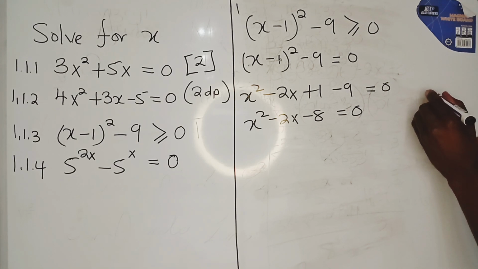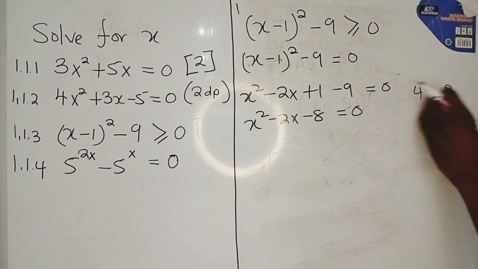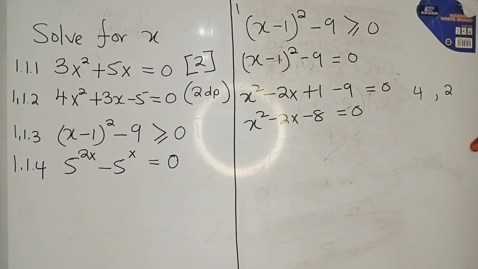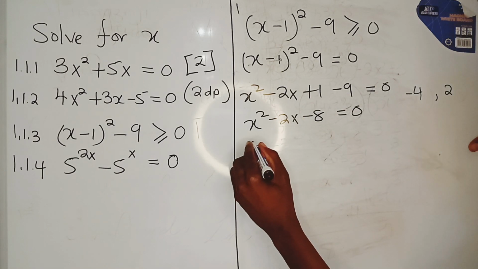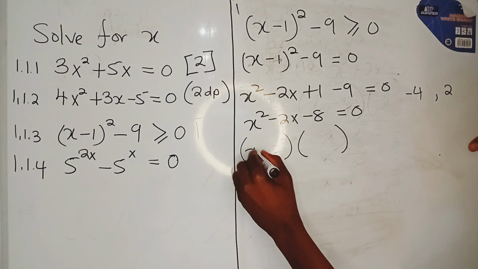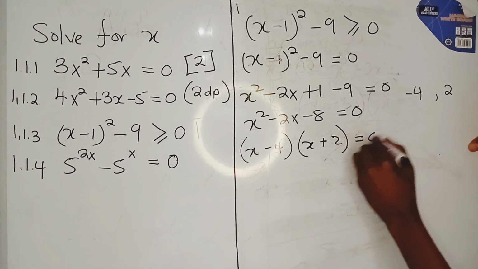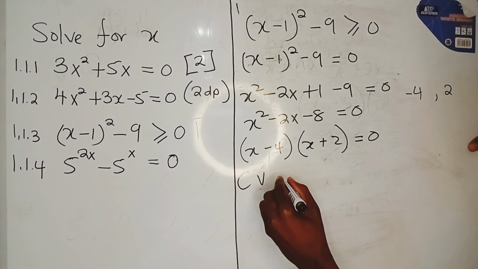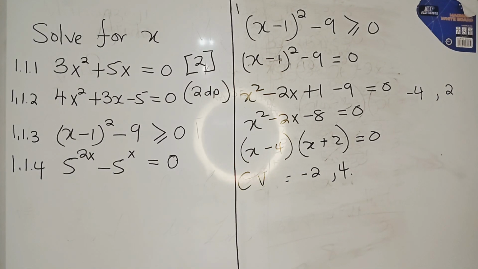So those factors are obviously between 4 and 2. Let's see which one we are going to put a negative. Obviously 4 is going to be negative here, because minus 4 times 2 gives minus 8, and minus 4 plus 2 gives minus 2. So our factors are minus 4 and 2. So we're going to have x minus 4, x plus 2 is equal to 0, meaning that our critical values are minus 2 and 4. These are our critical values.